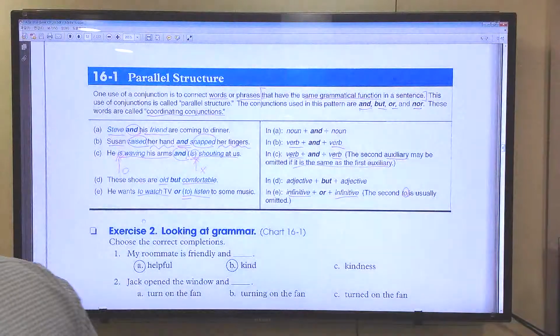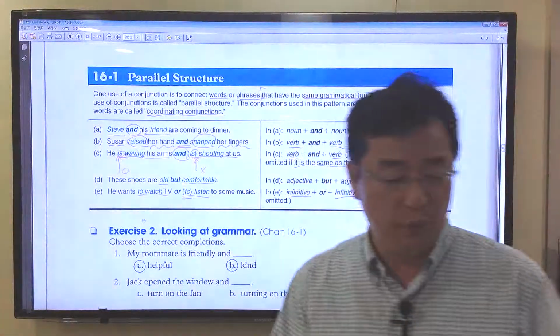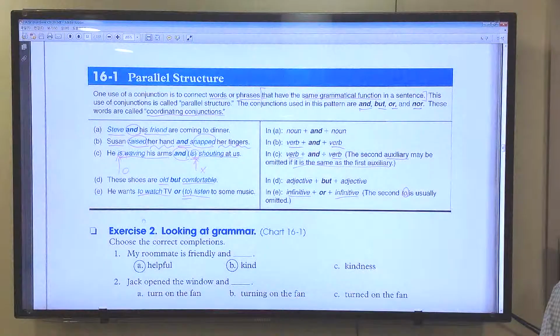After table 16-1, let me see whether there are any exercises. You will be responsible for exercise 2 and 3. Okay, you are responsible for exercises 2 and 3 for this table.